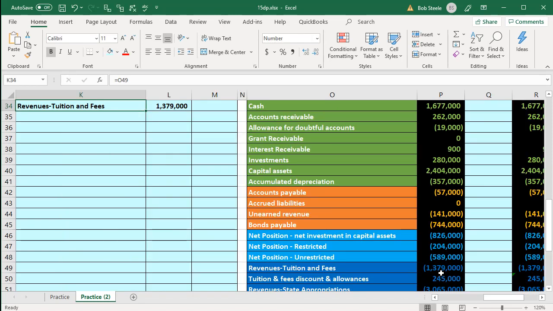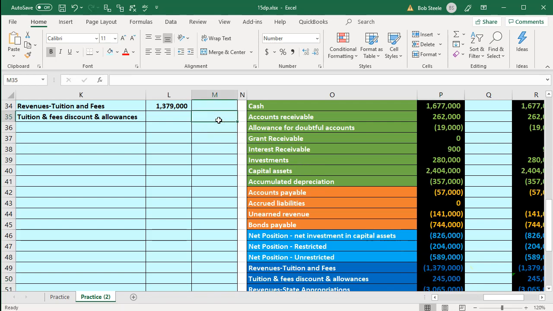So we have that. And then the next one, we're just going to go straight down the line here. We're going to say tuition and fees, discount, and allowances. I'm not going to put the debits and credits in order in this case. I'm going to go in order with what makes the most sense, just going from top to bottom in terms of the trial balance. This is a contra revenue account, so it's right up top. It's got a debit balance. We need to make it go down, therefore we're going to credit it.